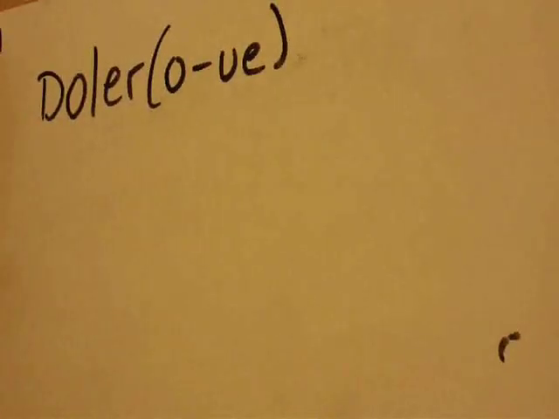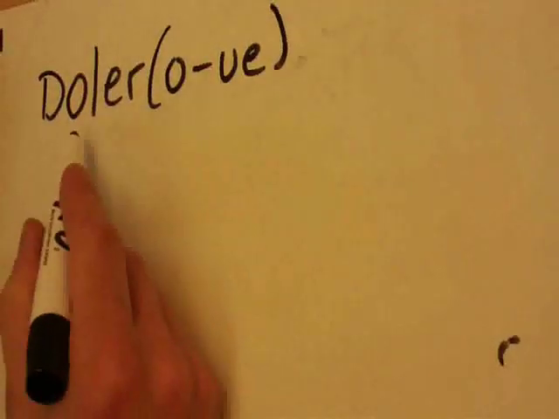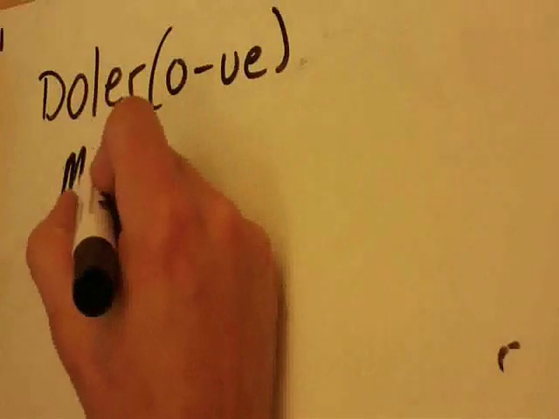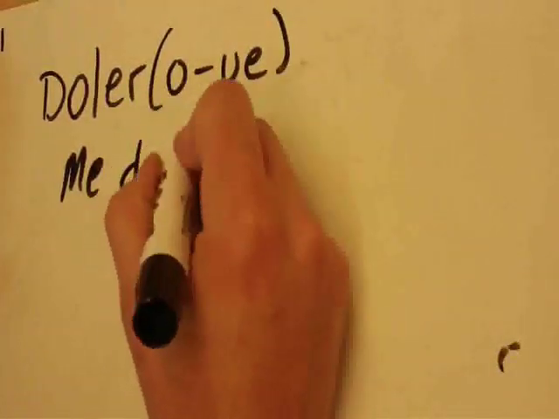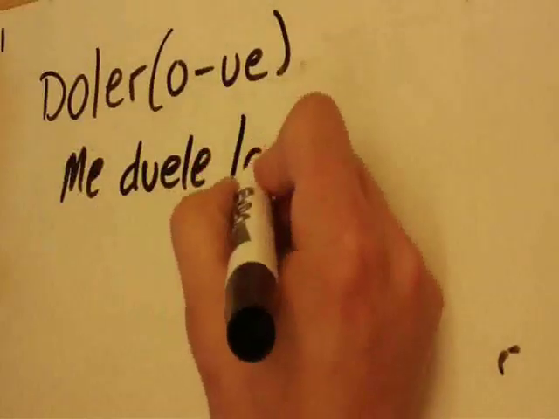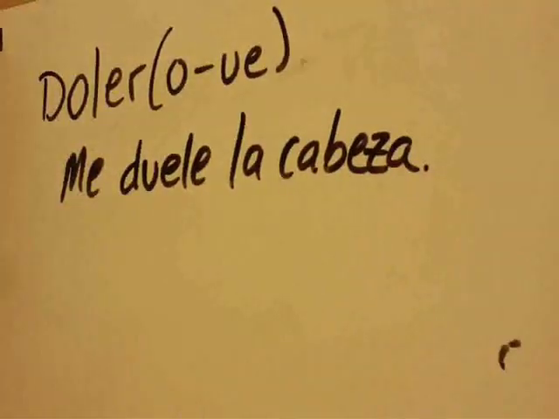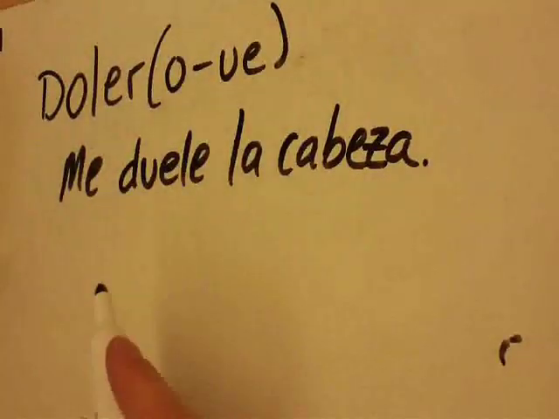When I use the verb doler, like I said, it works like gustar. If I say, I like the class, me gusta la clase. I like the classes, me gustan las clases. So the verb doler goes with what comes after it. Let's say that my head is hurting me, like, oh, I think I have a headache almost. Me duele la cabeza. So my head hurts, or the head hurts me, literally.